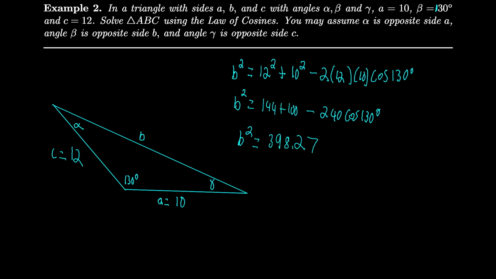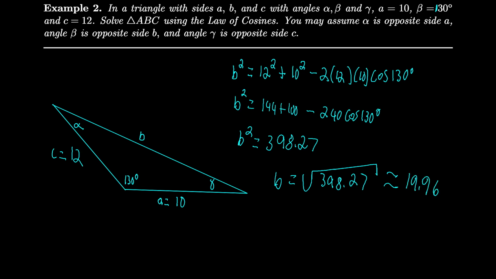Okay, now please don't write 398.27 here. Please don't do this. Okay, don't do this. Remember, you found B squared. You're looking for B, so we have to take the square root of both sides. So if we take the square root of 398.27, then B is approximately equal to the square root of 398.27, which is, to about 2 decimal places, something like 19.96. So B is about 19.96.